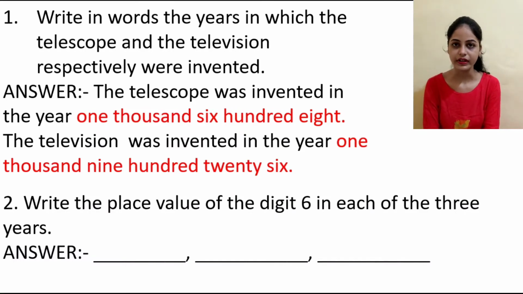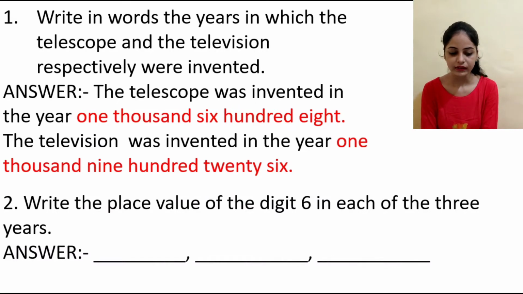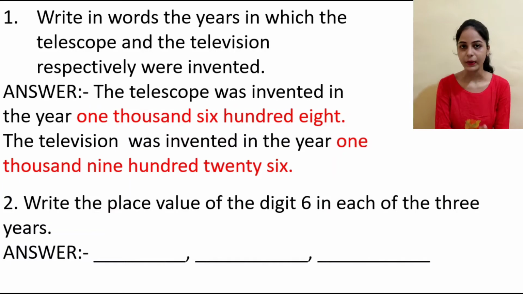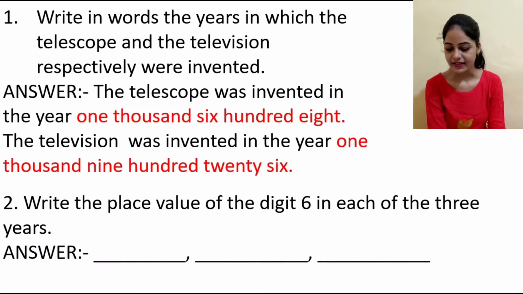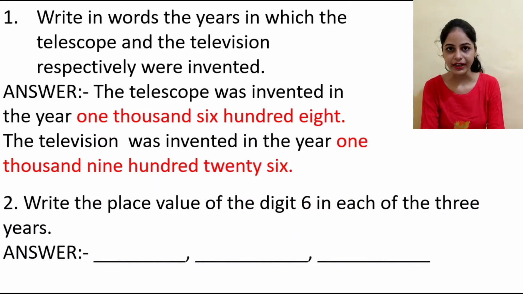Let's move on to the second question. Write the place value of digit 6 in each of the 3 years. The three years are: first, the telescope year, that is 1608. Second, the telephone, which was invented in the year 1876. Next, the television, which was invented in the year 1926. We have to find the place value of 6 in the 3 years.